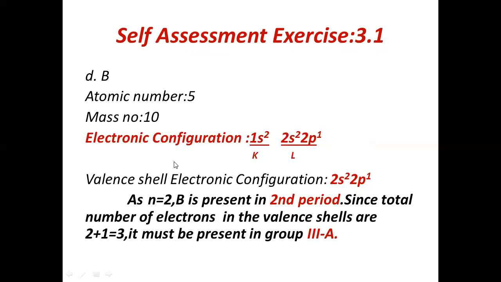Then D part is boron. Atomic number of boron is 5. Configuration 1s2, 2s2, 2p1, and the valence shell configuration or outermost shell configuration is 2s2, 2p1. What is the n value? N value in this case is again 2. So boron is present in second period. How many total electrons are present in this outermost shell? 2 plus 1 equal to 3. It must be present in group number 3A of the periodic table.